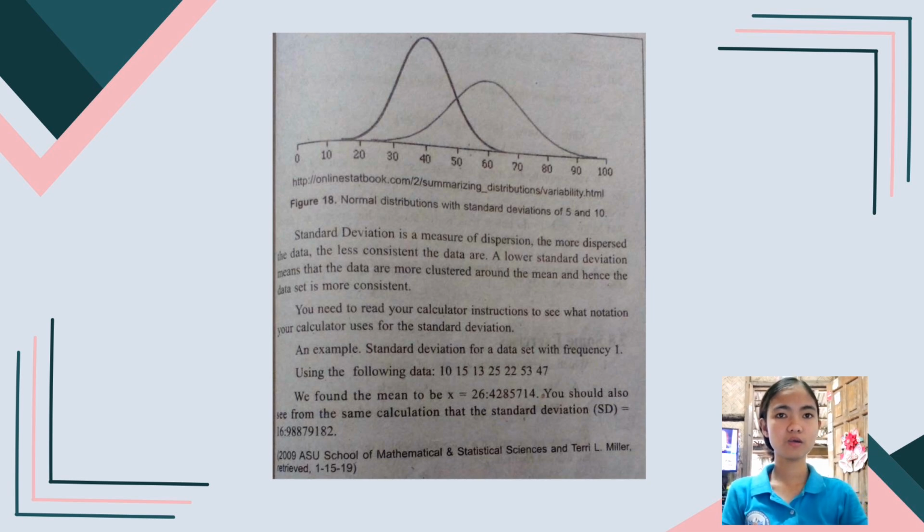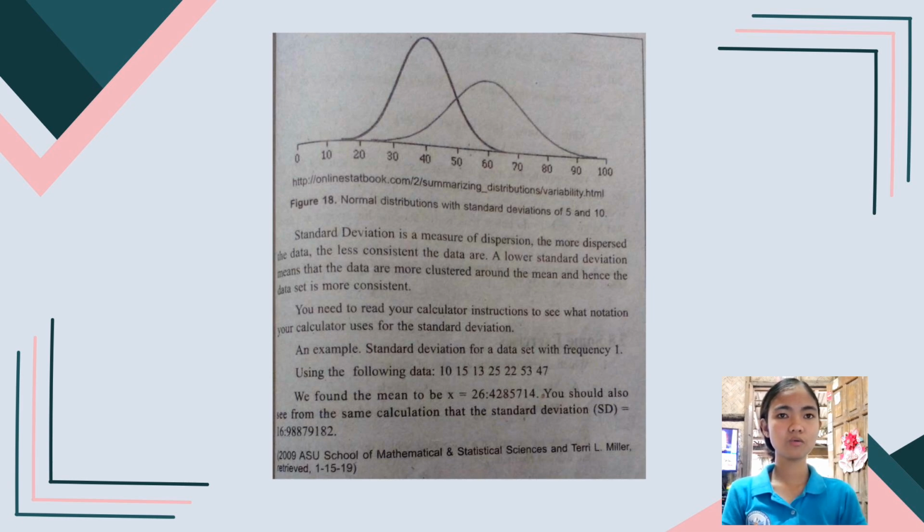So yung narrow curve po, or yung higher peak, corresponds to a data set with a smaller standard deviation, or SD equals 5. So this means the data is tightly clustered around the mean. So yung wider curve naman po, or yung lower peak, corresponds to a larger standard deviation, or SD equals 10. So showing a greater spread in the data values.